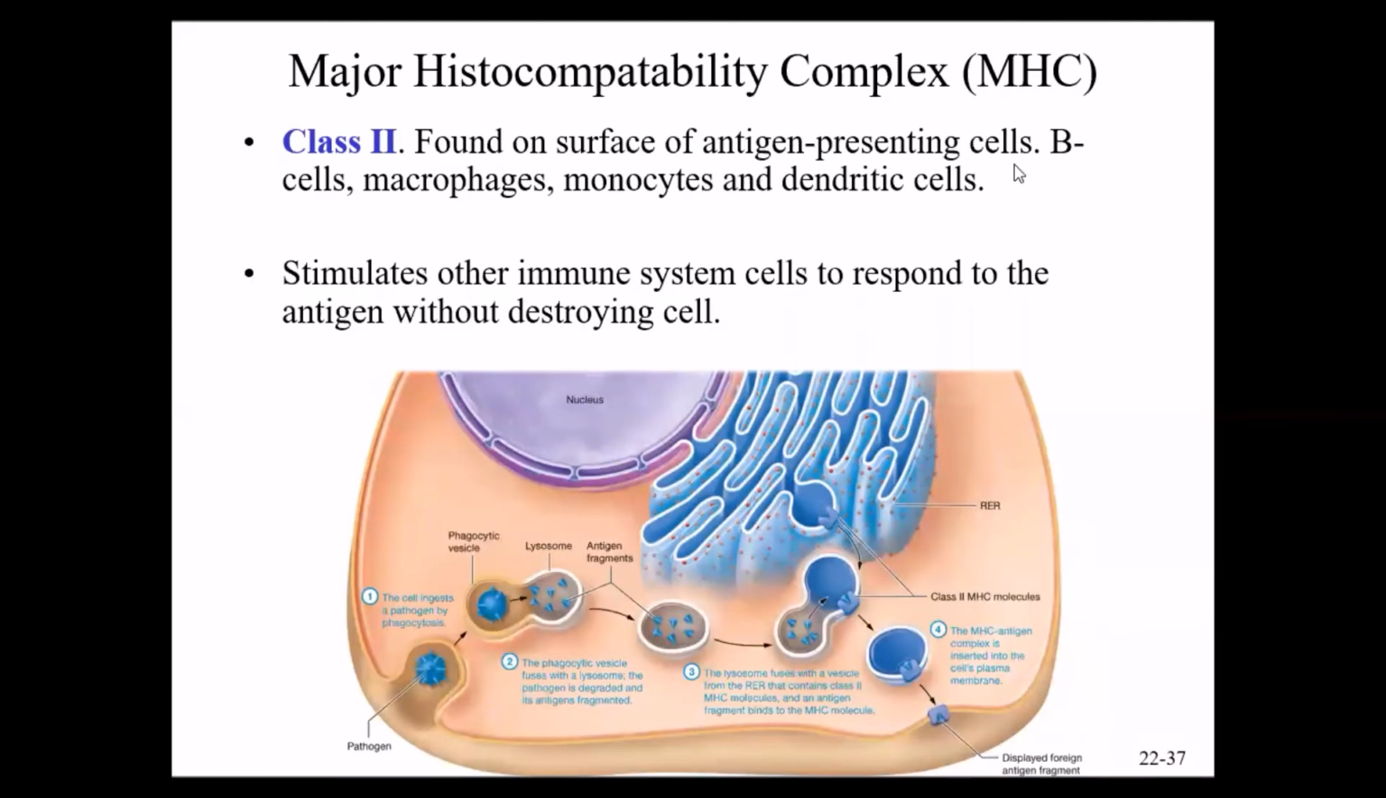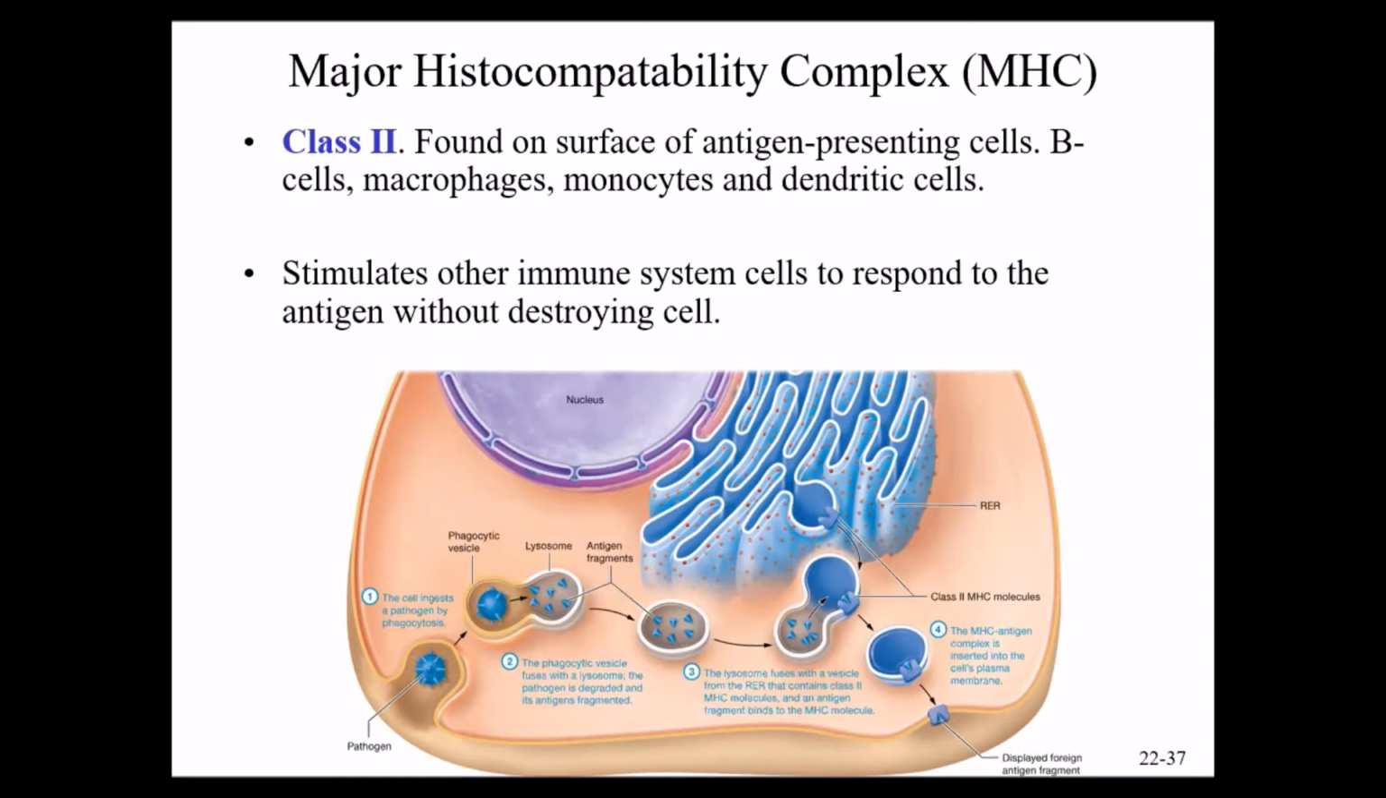The second type of major histocompatibility complex receptor is just called class II receptors. And these are found on the surface of antigen-presenting cells. So your immune cells, such as your B lymphocytes, your B cells, would have class II receptors. Some of your other white blood cells, such as your macrophages and monocytes, these are your phagocytic type cells, would have the class II receptors. And then also your dendritic cells.